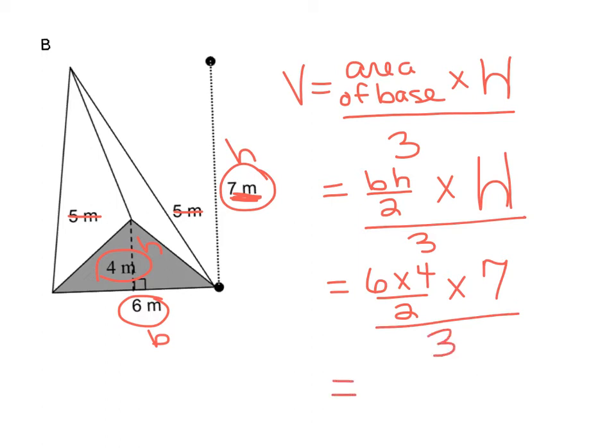So we're going to do the 6 times 4 first and divide that by 2. 6 times 4 is 24, divided by 2 is 12. So I have 12 times 7 divided by 3. 12 times 7 divided by 3 is equal to 28 meters cubed.